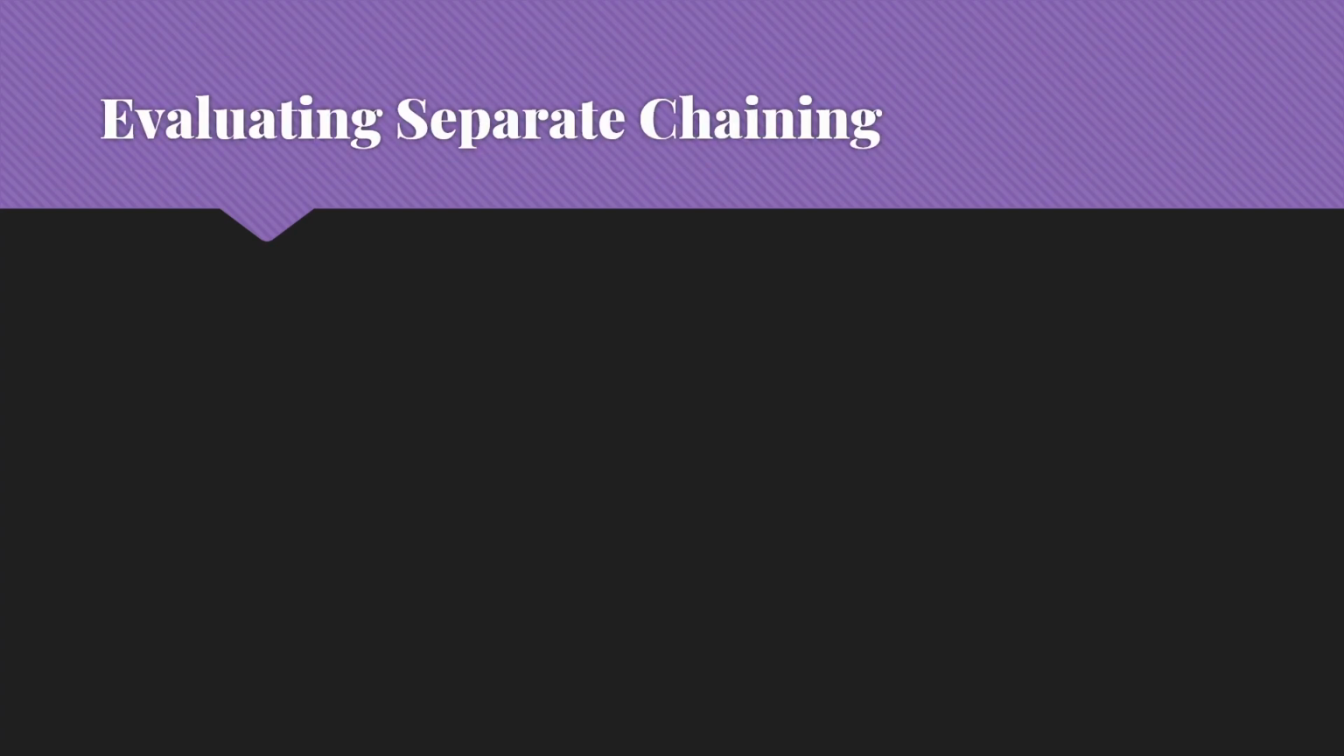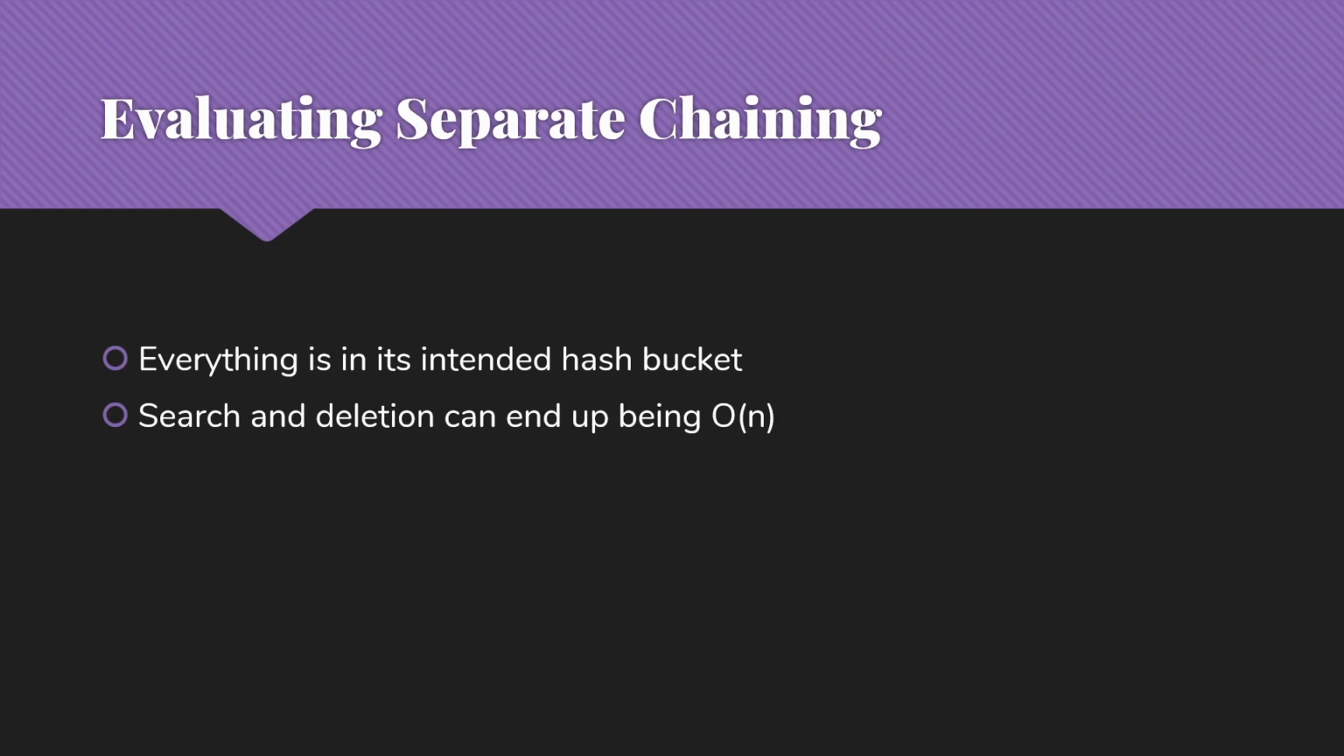Looking at separate chaining, one advantage is that everything is in its intended hash bucket, so we're not having to wander around the table looking for things. We simply go to that spot, but then we do have to go through the linked list. This means that search and deletion can end up being big O of n, though insertion will always be big O of 1 as long as we insert at the beginning of the list.